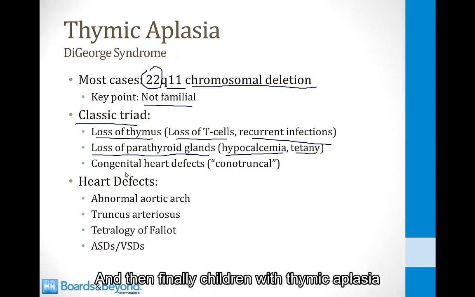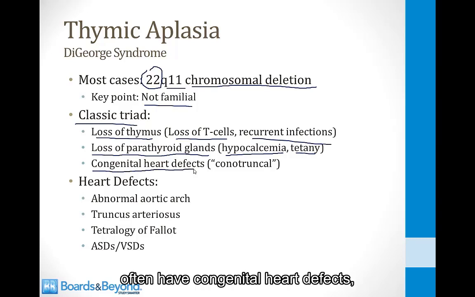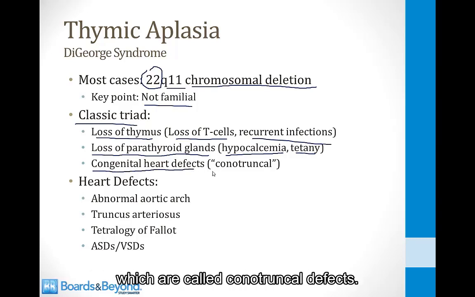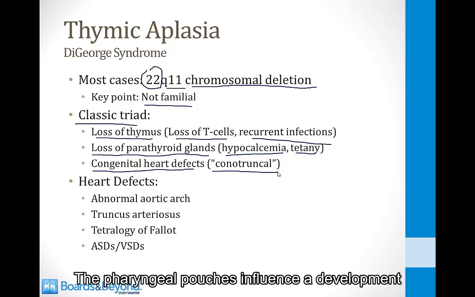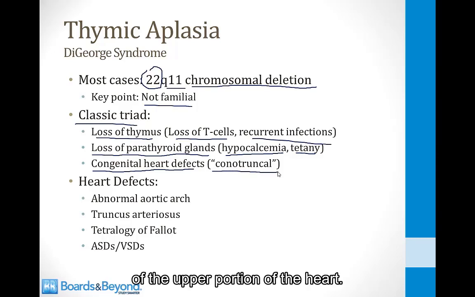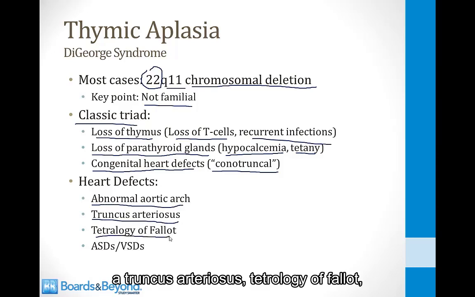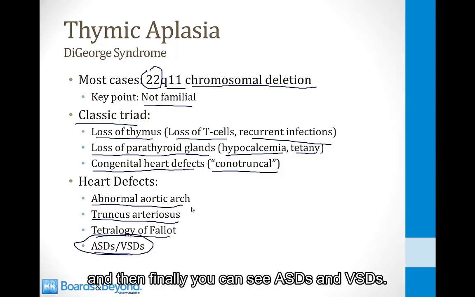And then finally, children with thymic aplasia often have congenital heart defects, especially congenital heart defects at the top of the heart, which are called conotruncal defects. The pharyngeal pouches influence the development of the upper portion of the heart, and that's why these heart defects develop. So the heart defects that occur are an abnormal aortic arch, a truncus arteriosus, tetralogy of Fallot, and then finally you can see ASDs and VSDs.